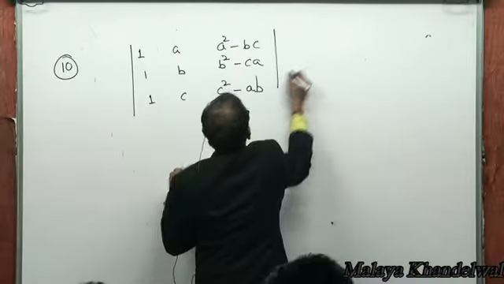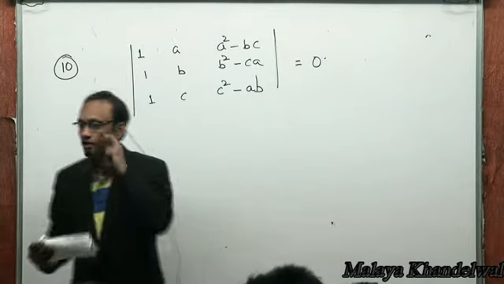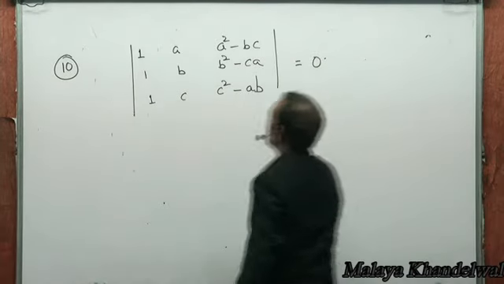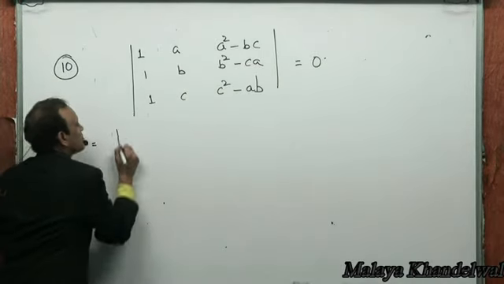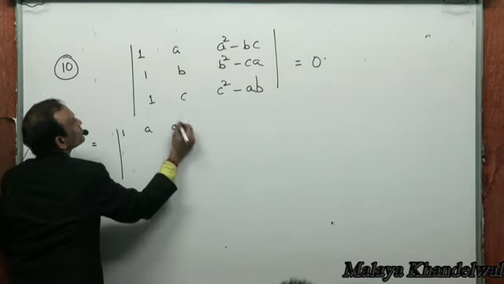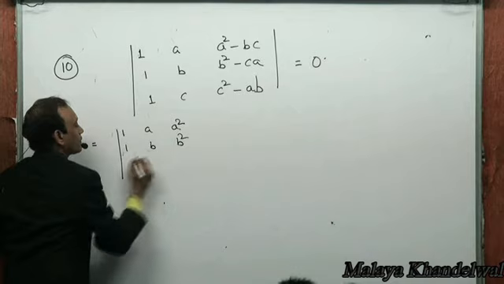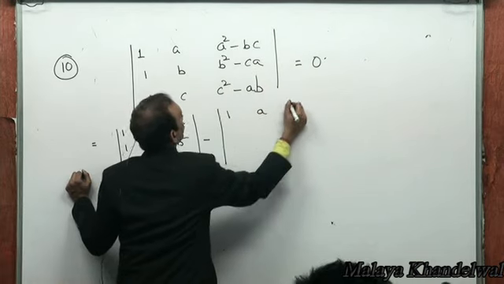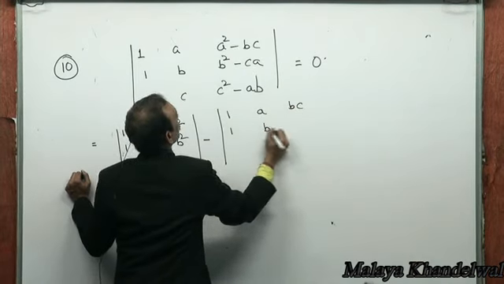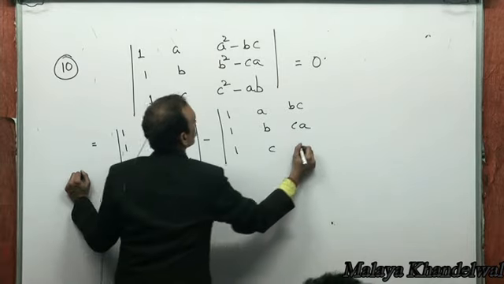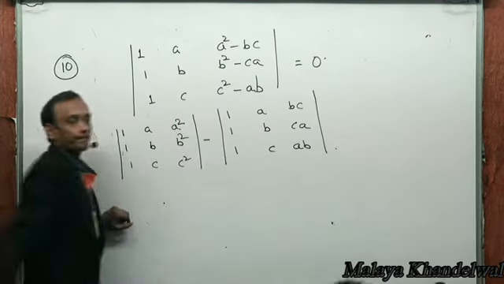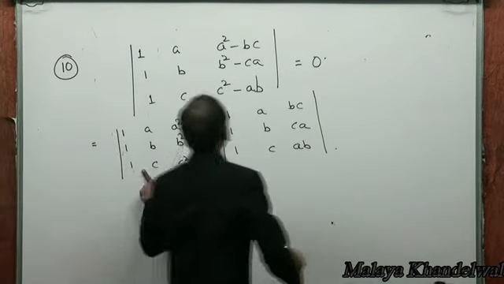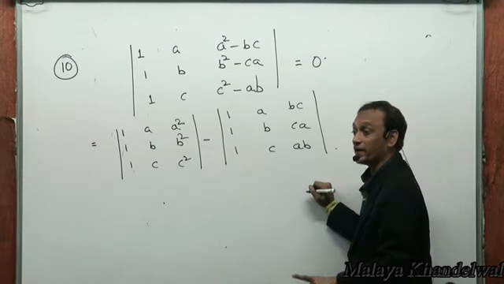We want to show without expanding at any stage that this is 0. Now this could be written as the sum of two determinants, 1 a squared... I'm not allowed to expand, right? So either I want to convert this to this or this to this and show that they are identical.